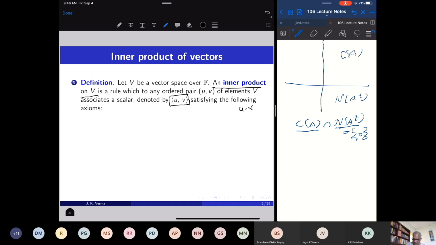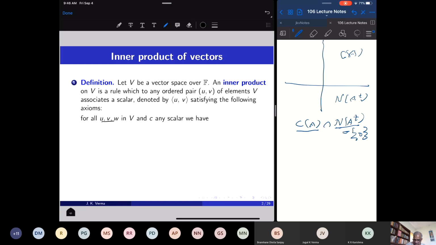This is a notation taken from quantum mechanics. We use all kinds of inner products in quantum mechanics, and the formula for the inner product can change from one vector space to another. So we have this notation u comma v within brackets. A rule which associates a scalar to every ordered pair of elements is called an inner product if the following axioms are satisfied.